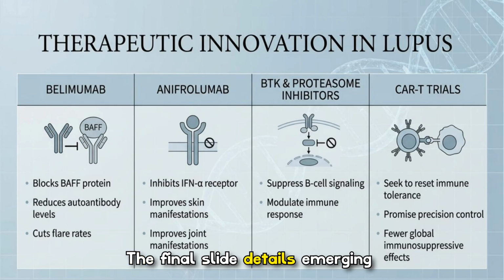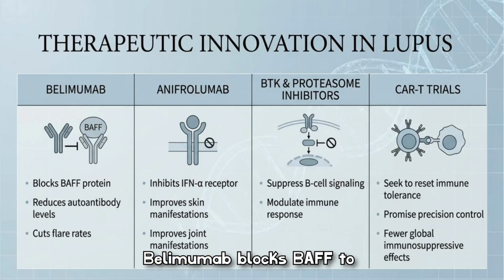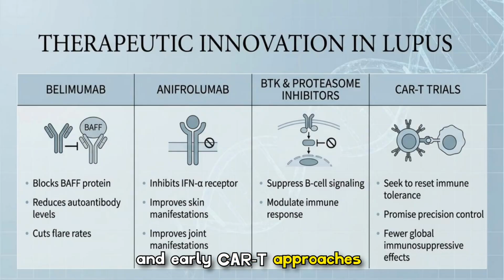The final slide details emerging targeted therapies and trials. Belimumab blocks BAFF to reduce autoantibody levels and flares. Anifrolumab inhibits the interferon alpha receptor, improving skin and joint manifestations. BTK and proteasome inhibitors aim to suppress B-cell signaling and modulate immune responses. And early CAR-T approaches seek to reset immune tolerance, offering a potential route to precision control with fewer global immunosuppressive effects.